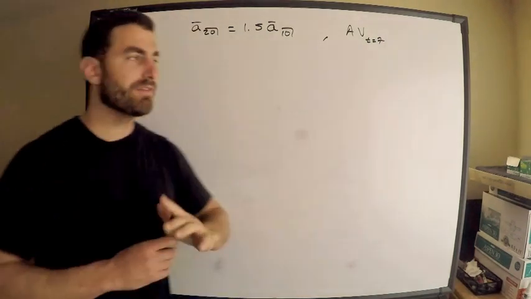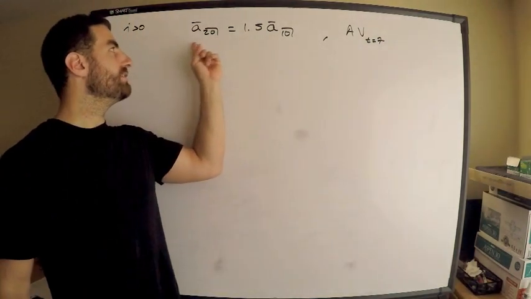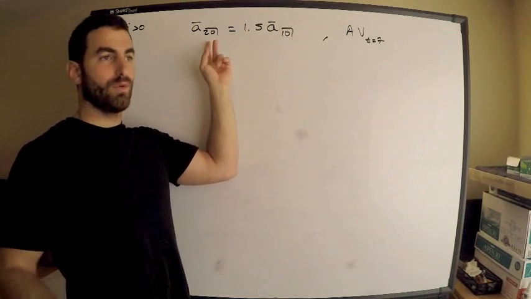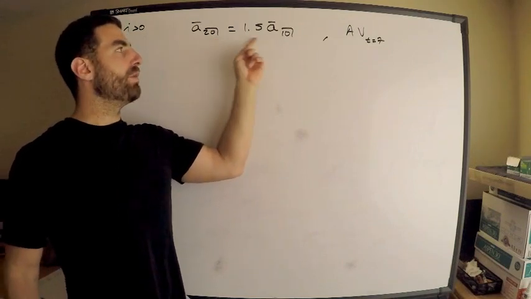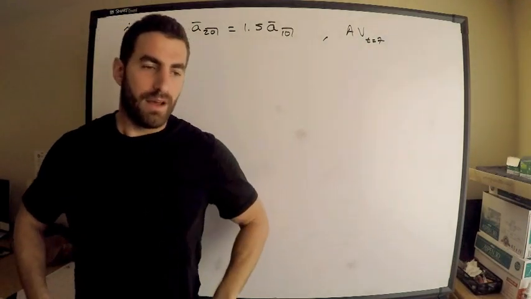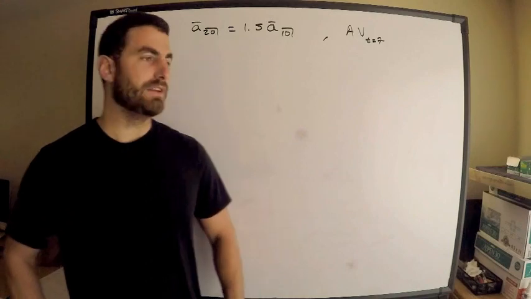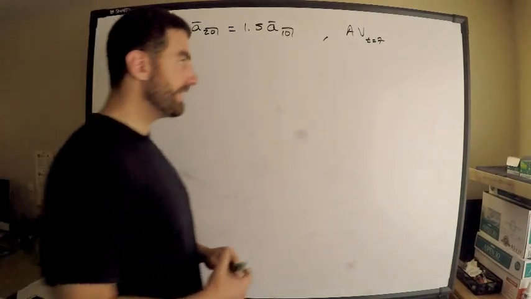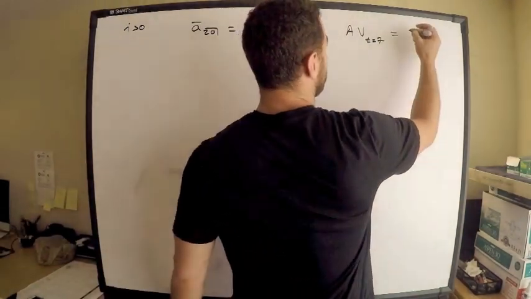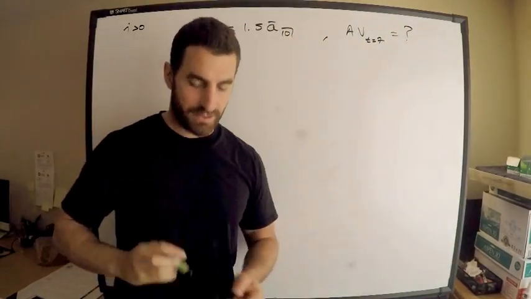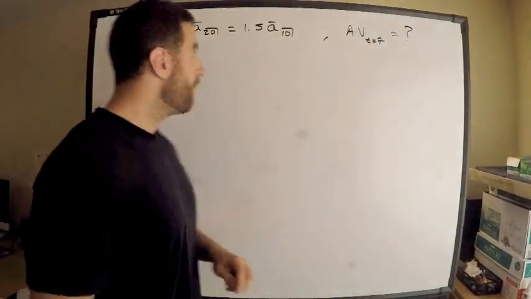We're given that the present value of a continuous annuity where t equals 20, with payments of 1, is 1.5 times the present value of a continuous annuity for 10 years. We're interested in the accumulated value after 7 years. I kind of just made up some notation right there, but whatever.